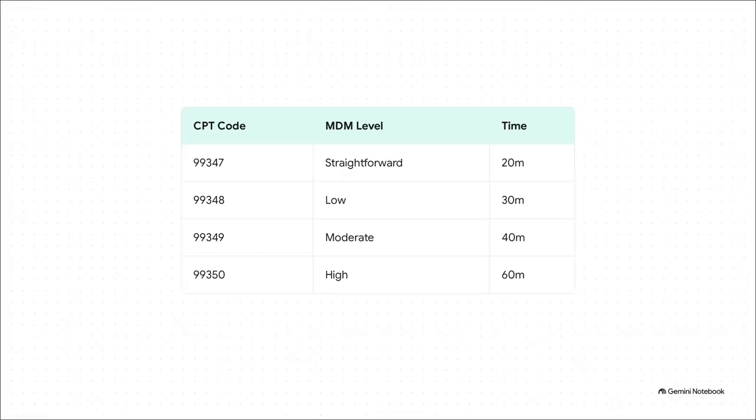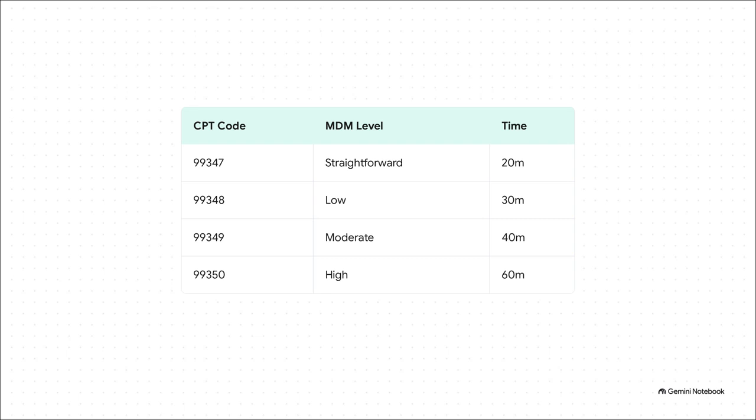Now let's look at established patients. A straightforward established patient visit, code 99347, requires 15 minutes of total time. Moving up the ladder, 99348 for low MDM hits the 30-minute mark. 99349 for moderate MDM requires 45 minutes, and 99350 for high MDM requires 60 minutes.